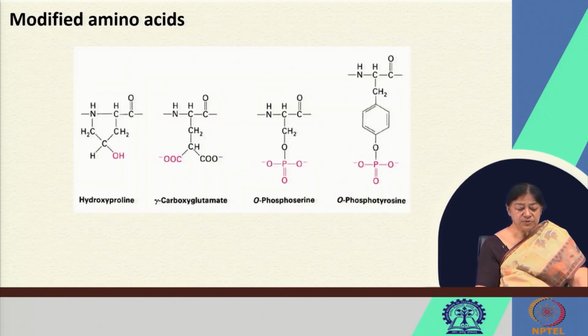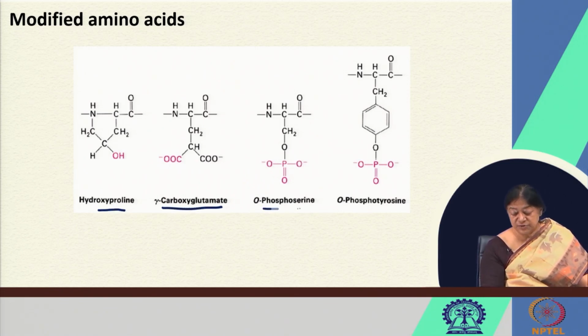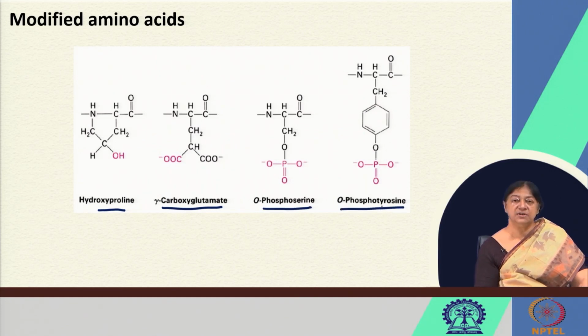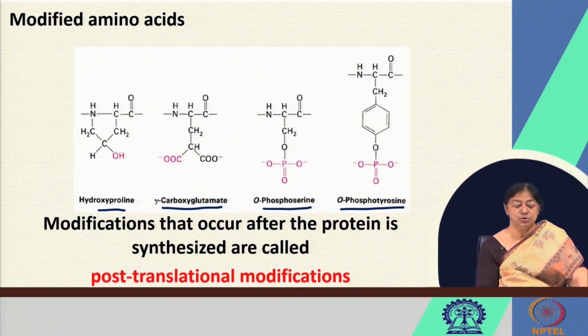Another small thing that needs to be covered is that there are some modified amino acids, as you can see from the names: hydroxyproline, carboxyglutamate, phosphoserine and phosphotyrosine. There are other combinations called post-translational modifications that occur after a protein is synthesized, where a combination of amino acids sometimes gives rise to a different moiety altogether.